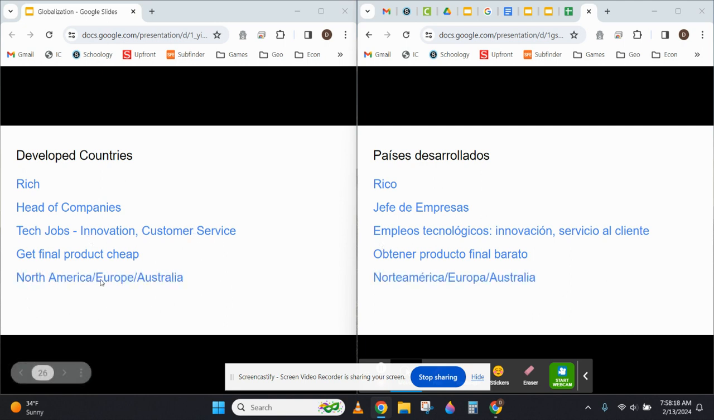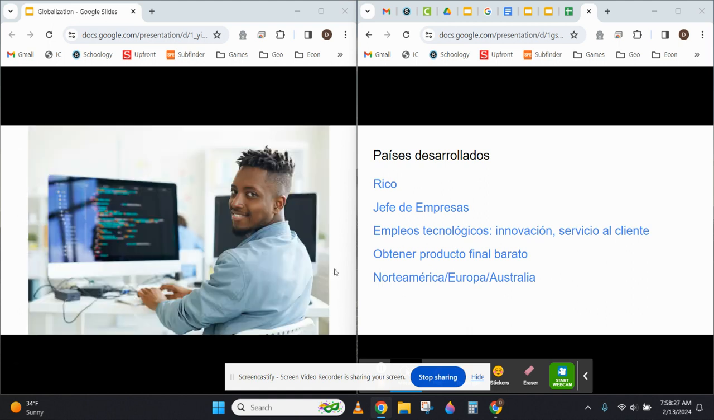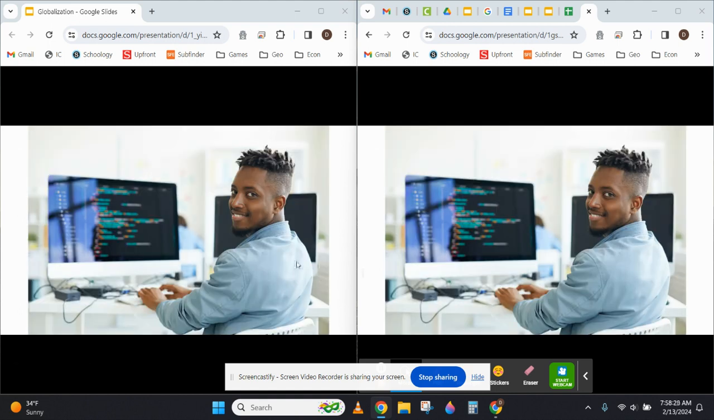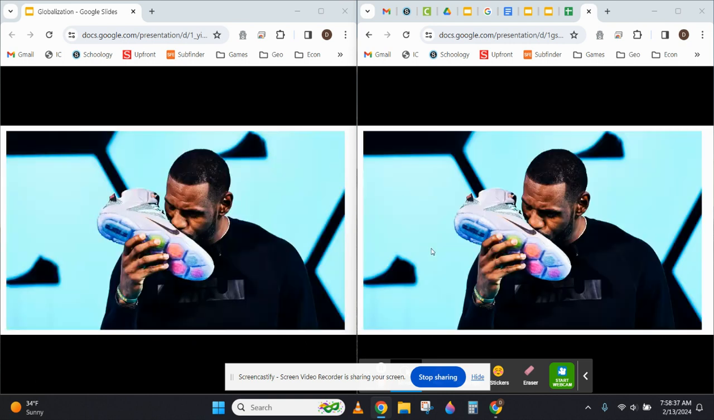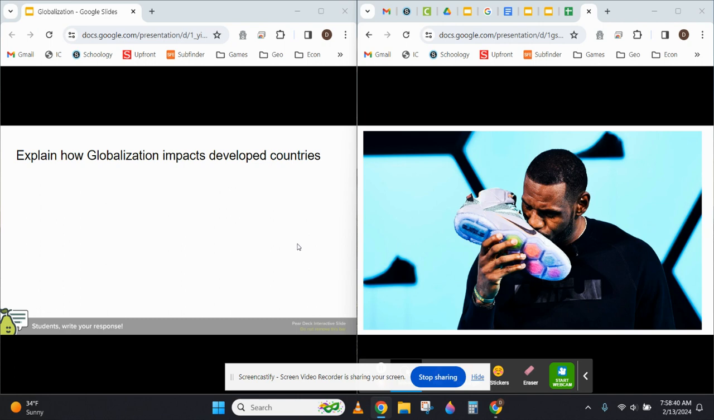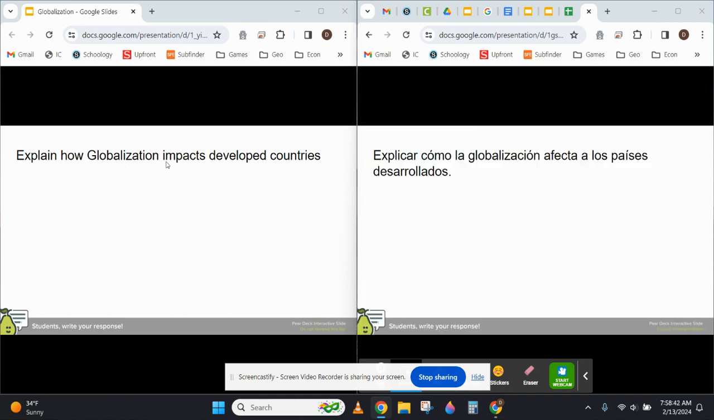This tends to be North America, Europe, Australia, areas in East Asia, tend to be the wealthiest developed countries. They get the benefit of this whole system. There's some examples of those jobs: tech designing, writing code, or in the store selling products or doing tech support. Again, we'll explain how globalization, this time, how does it impact developed countries?